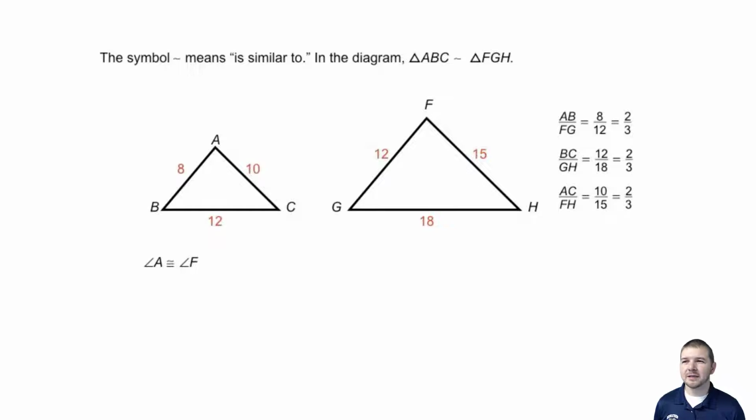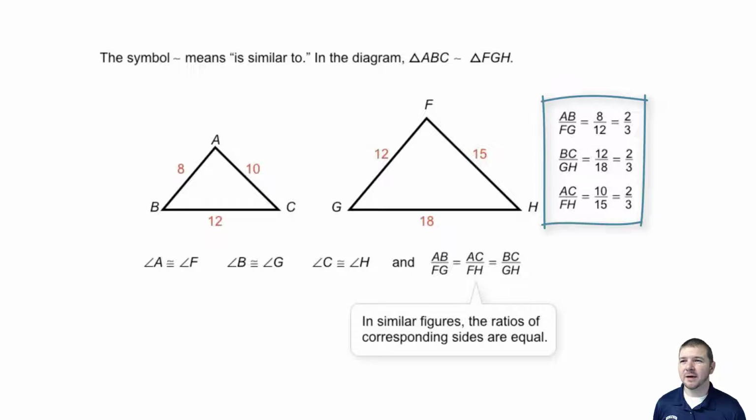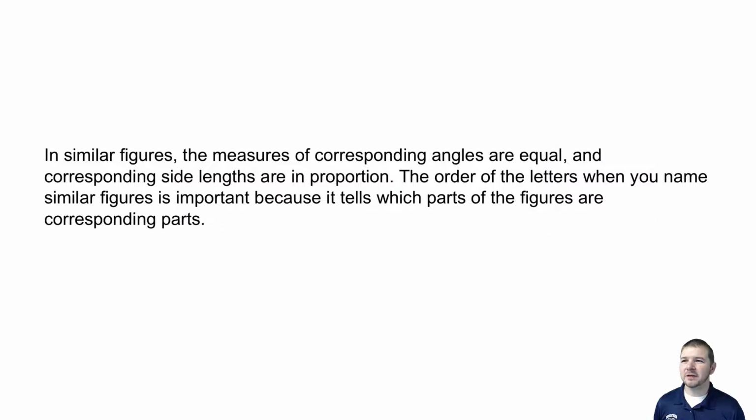Note angle A is congruent to angle F, angle B is congruent to angle G, angle C is congruent to angle H, and all of the ratios of corresponding sides are equal. In similar figures, the measures of corresponding angles are equal, and corresponding side lengths are in proportion. The order of the letters when you name similar figures is important because it tells which parts of the figures are corresponding parts.